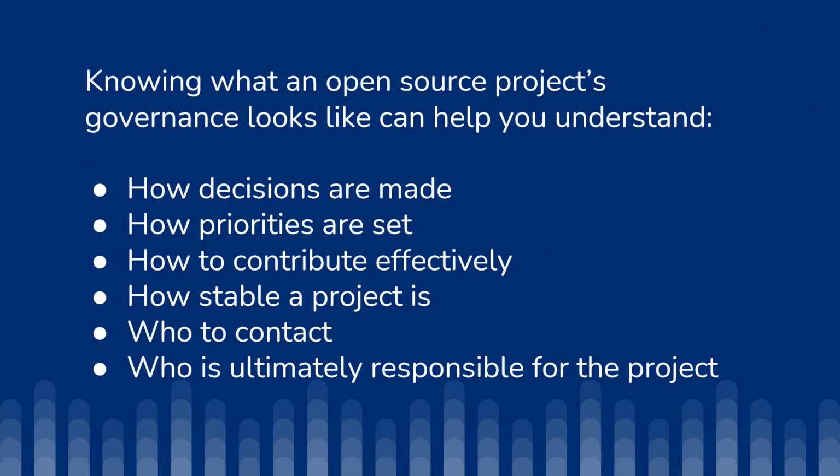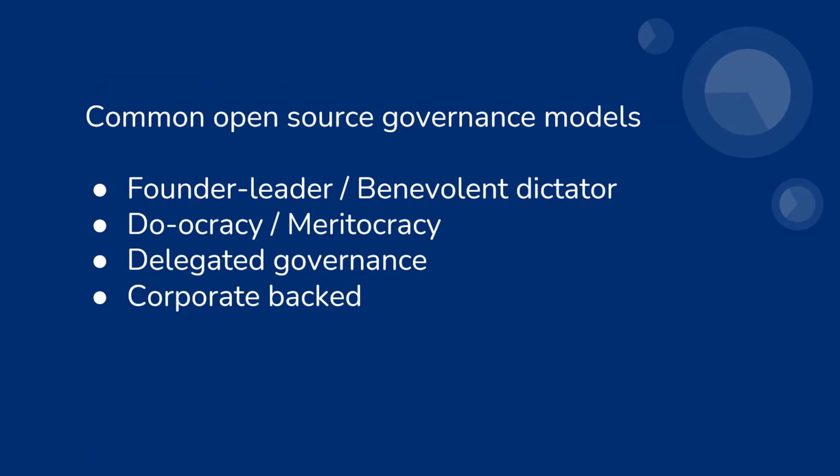Knowing what an open source project's governance looks like can help you understand how decisions are made, how priorities are set, how to contribute effectively, how stable a project is, who to contact, and who is ultimately responsible for the project. Common open source governance models include founder-leader, sometimes called benevolent dictator, duocracy, sometimes called meritocracy, delegated governance, and corporate-backed.